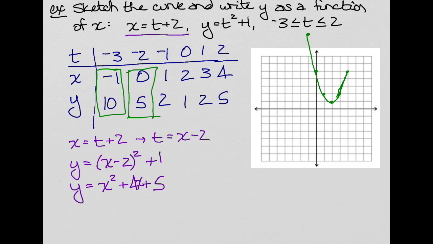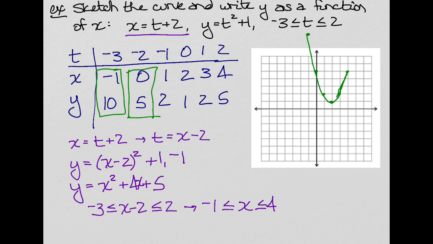Then we just need a range of x values. If t goes from -3 to 2, then that's where x minus 2 goes. Since x minus 2 is equal to t, I'm going to add 2 everywhere to get x values that go from -1 to 4. That's consistent with what we can see on the graph.